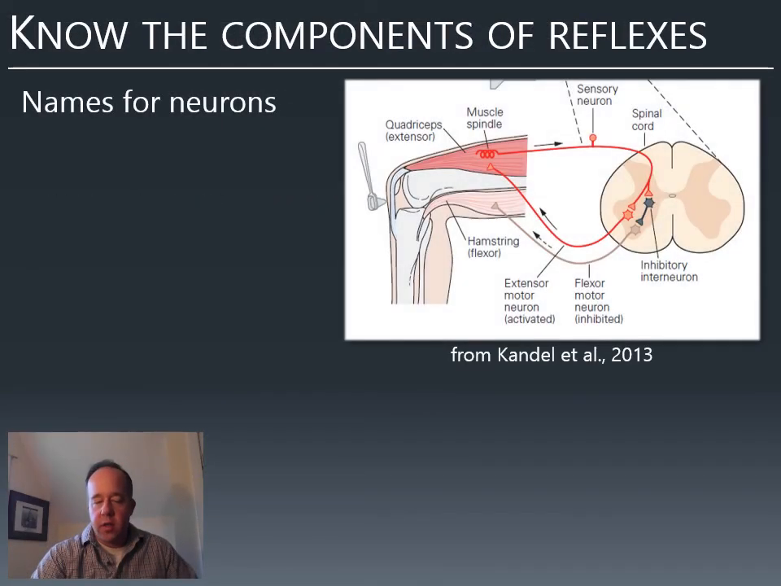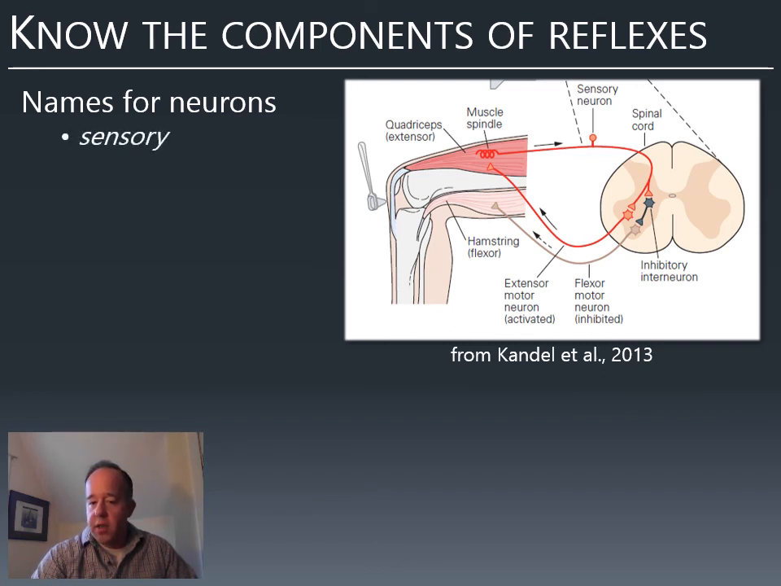For reflexes, again, how we label neurons. We have sensory neurons, we have interneurons, we have motor neurons, and obviously those relate to the different kinds and structures of neurons we've seen. So sensory neurons are unipolar neurons. Inhibitory neurons, the interneurons, and the motor neurons are multipolar. But understand those physical distinctions and those labels.